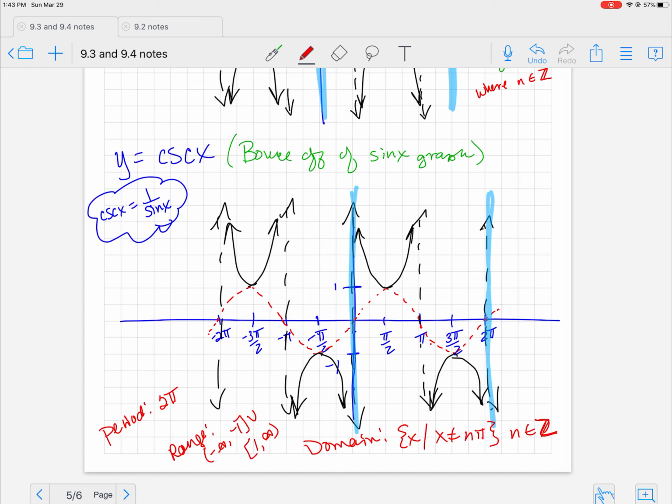All right. Anytime you graph secant and cosecant, you're just bouncing off of your sine and cosine functions. Right? So we spent all that time graphing sine and cosine. Now to graph secant and cosecant, you just bounce off of that. Not too bad, right?